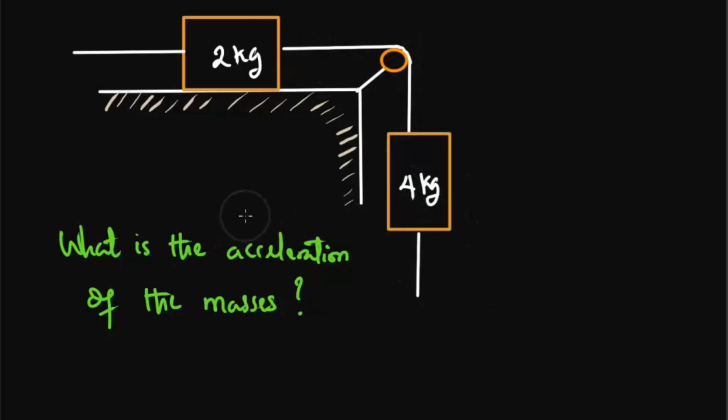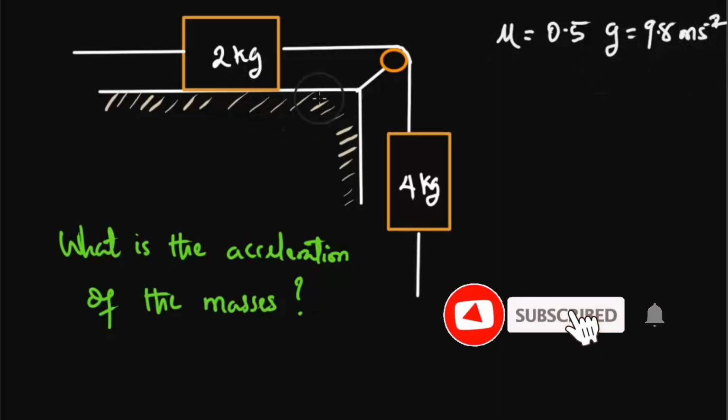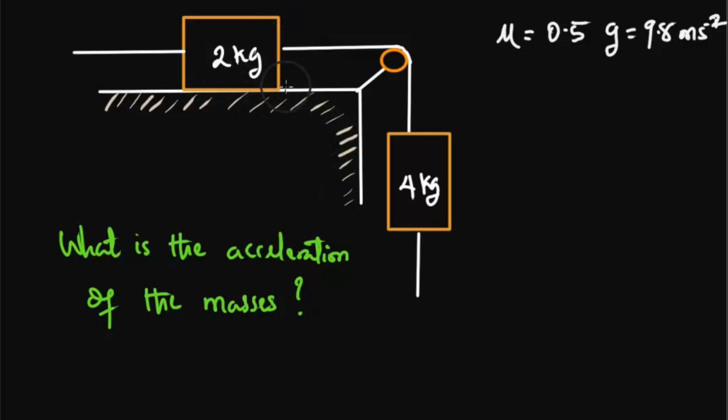In the question we're told that the coefficient of friction, represented with the symbol mu, is given as 0.5, and acceleration due to gravity is given as 9.8 meters per second squared. So how do we approach this question? The first thing for us to deal with is the masses.